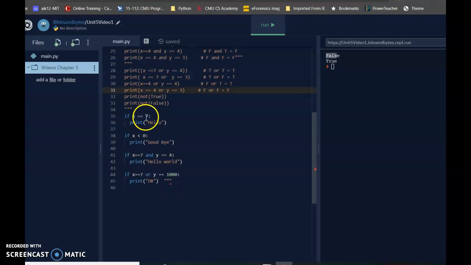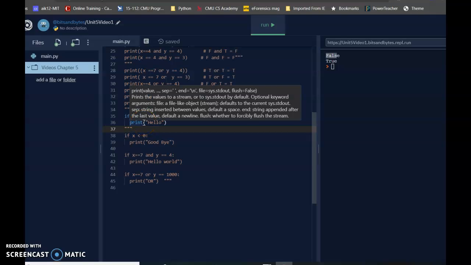at your if statements. Okay, and your if is right here. I have if allows the computer to make decisions. Okay, and I have if x equals 7, print hello. So what I'm going to do is comment this if out, and we'll do one if at a time.